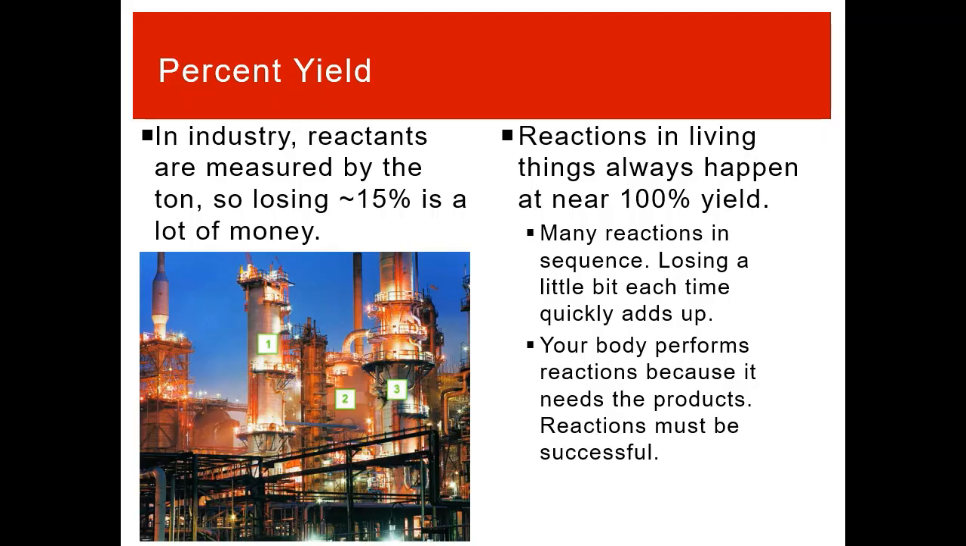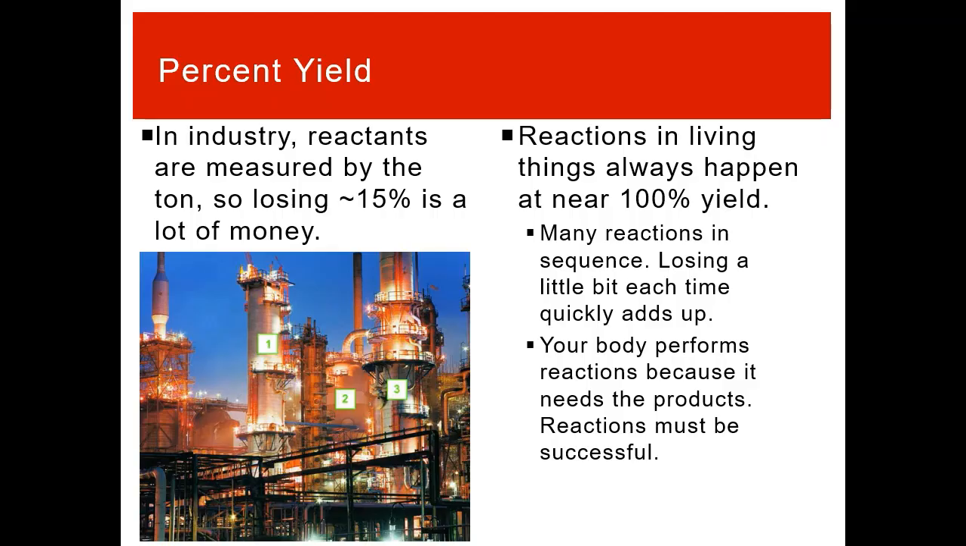So if each time you lost, say, 5%, that would quickly add up to nothingness over the course of hundreds of reactions. Additionally, if you lift your arm, that needs to happen. It can't be, oh, I lifted my arm and it went 50% of the way, right? It needs to happen fully and completely. So all organisms have developed methods of performing chemical reactions at 100%.